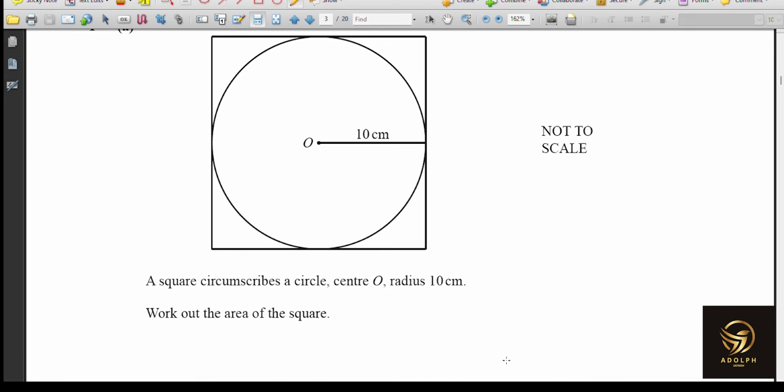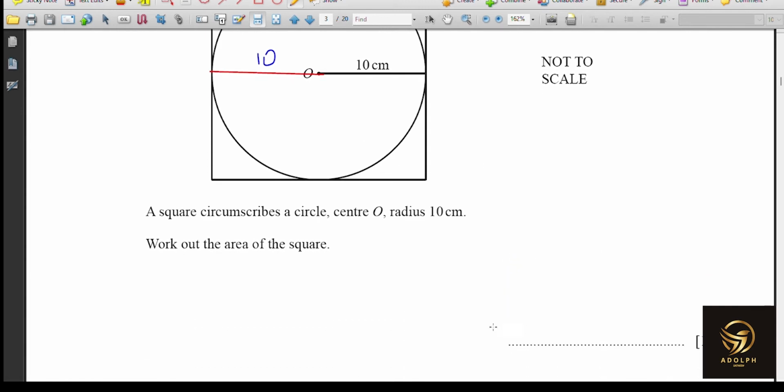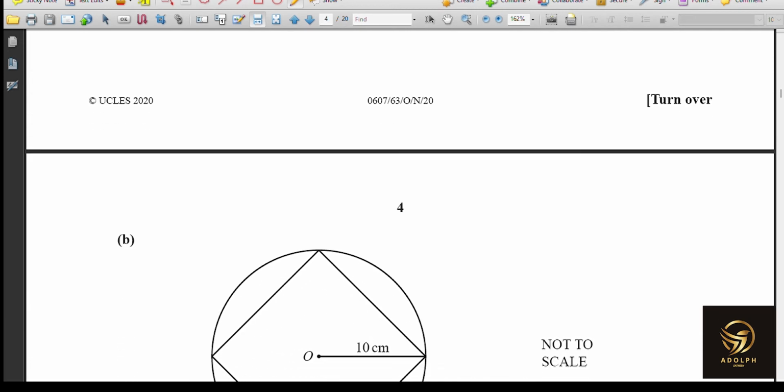A square circumscribes a circle, center O, radius 10 cm. Work out the area of the square. So if we are going to find the area of the square, we need to know the side length. They gave that the radius is 10 cm, which means the diameter is 10 plus 10, which is 20. If the side length is 20, we know that the area of the square is 20 squared. So 20 squared is 400 centimeter square. Let's move on to the next question.